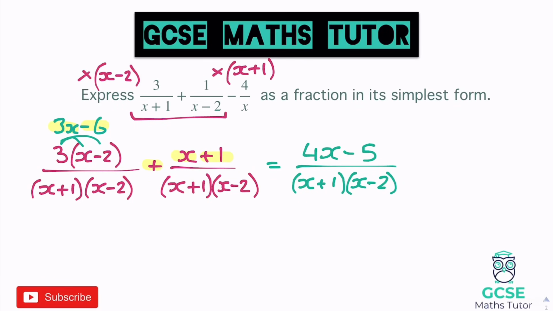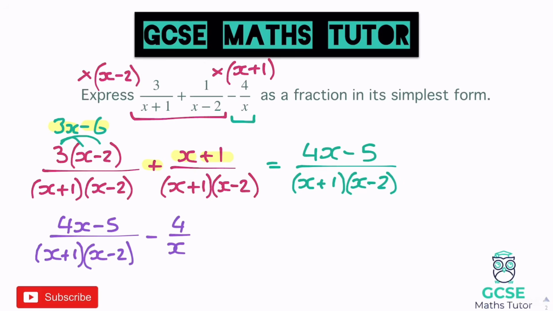So continuing with that one, now we need to take away this 4 over x. So I'm going to rewrite this. What do we have? We have 4x minus 5 over the x plus 1, x minus 2. And we need to take away 4 over x. Right, okay, so again we need a common denominator. So I am going to multiply the left-hand side by the x. So we're going to times the top and bottom by x. And on the right here, we're going to times both sides by the double bracket on the bottom there. So we're going to times it by the x plus 1, x minus 2.